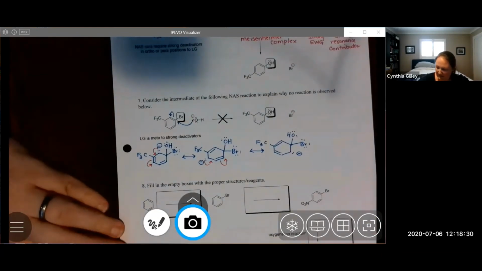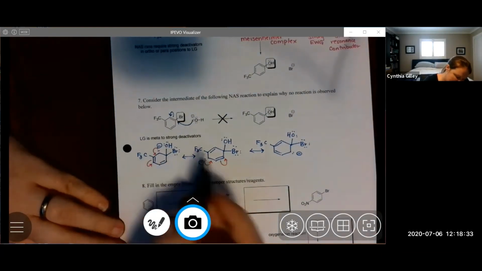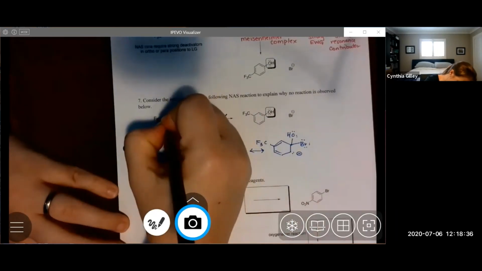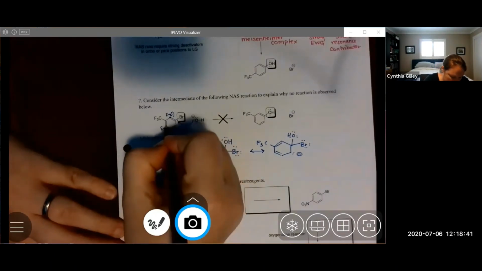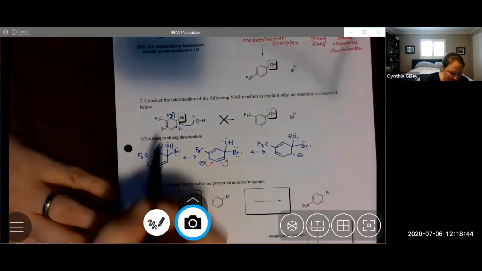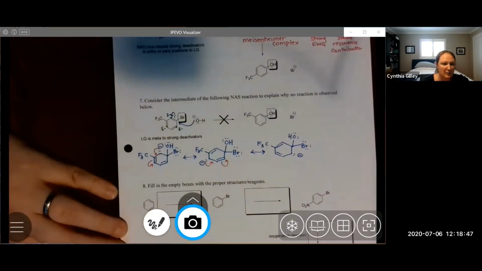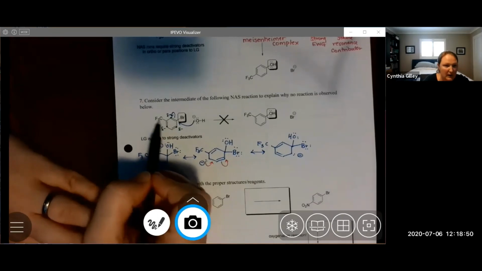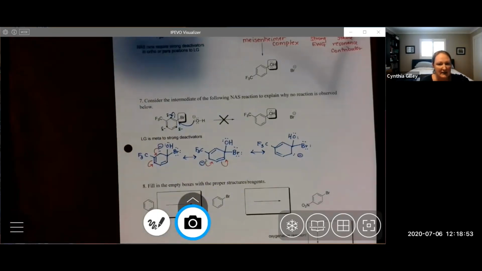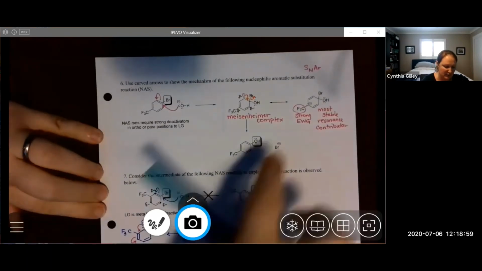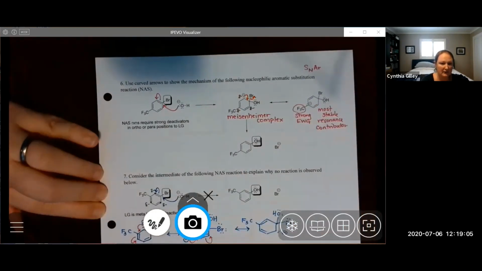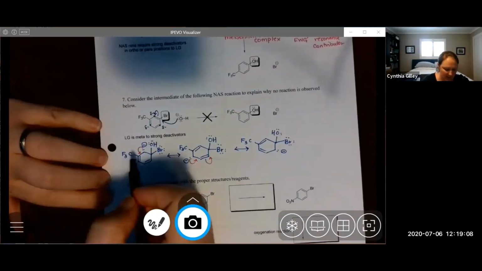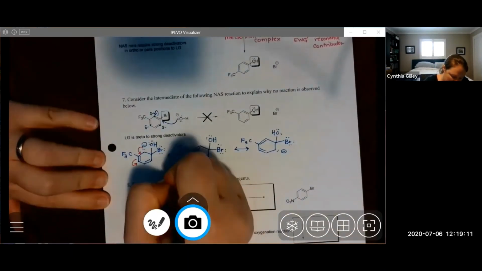But the problem is that, notice where the negative charge is. It ends up here, here, here. Those three carbons share the negative charge. But it never ends up at the carbon next to the electron withdrawing group. So this electron withdrawing group is too far away to really help stabilize that negative charge. Okay, so we never generate a super stable resonance contributor like the one up here, where the negative charge is next to the electron withdrawing group. And so this Meisenheimer complex just is not stable enough.